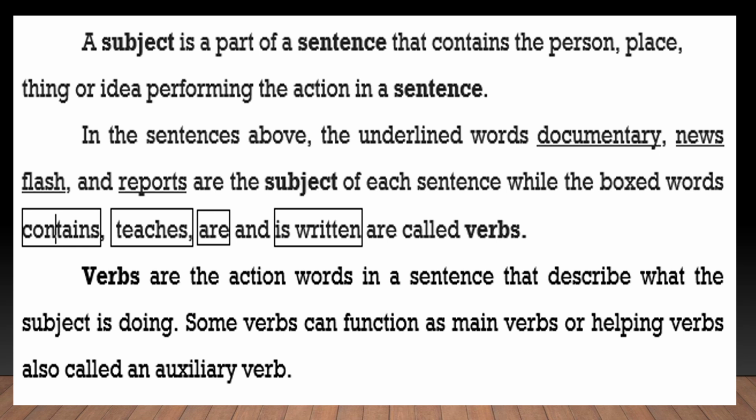Some verbs can function as main verbs or helping verbs, also called an auxiliary verb. Example, are. So the main verbs are contains, teaches, and written.